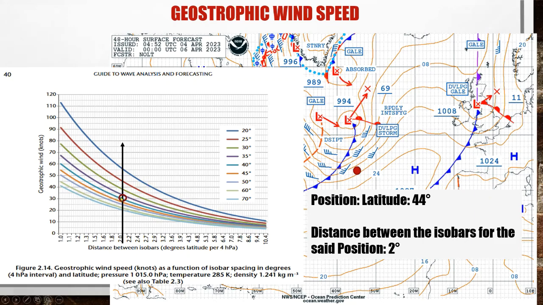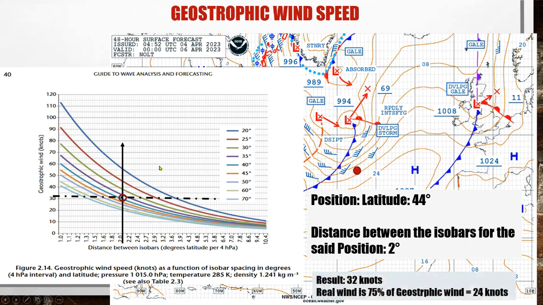Again, it intersects here with the 40 degrees. Here's 40 degrees. This is the line for this. And then we get the geostrophic wind. Here we go parallel from the isobar axis to the geostrophic wind axis. And then we can read out that the result is 32 knots geostrophic wind. 75% of it is 24 knots. So this is how this nomogram works.